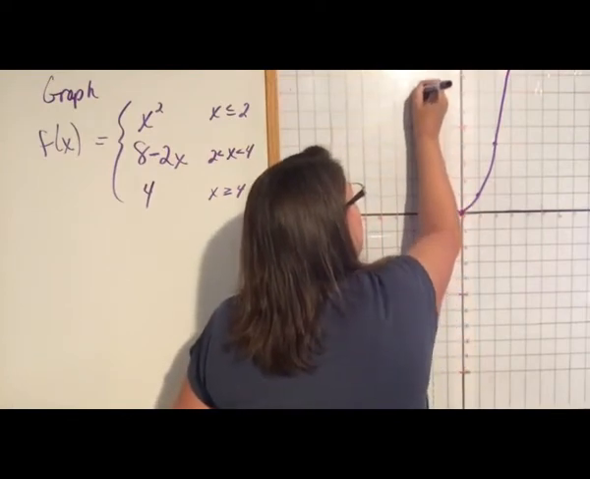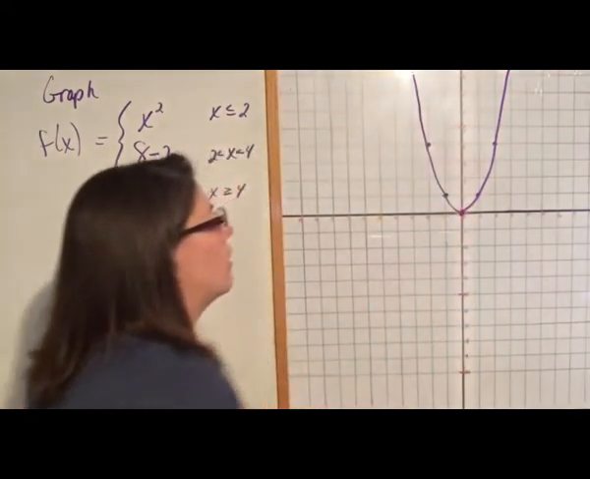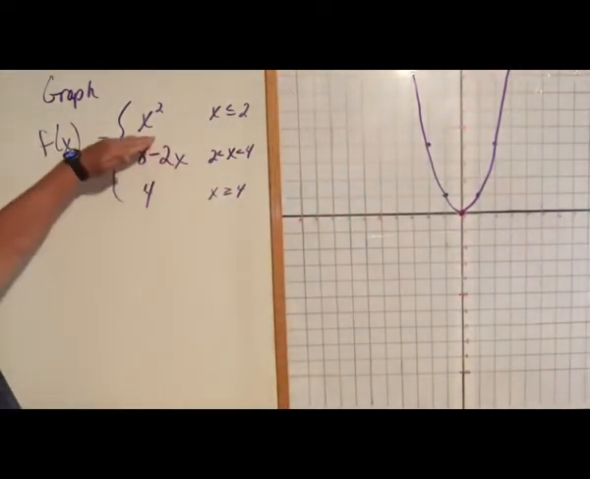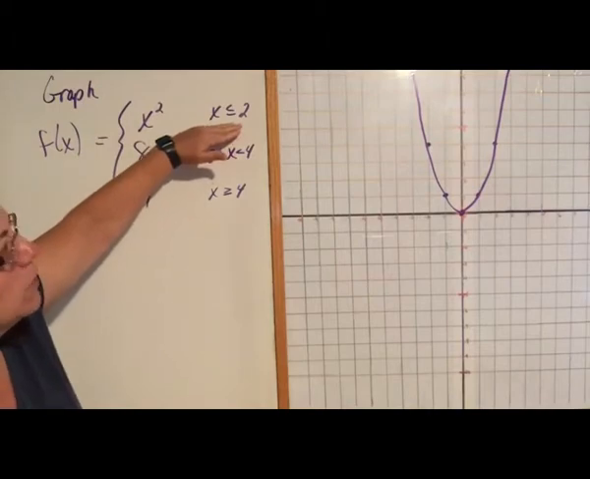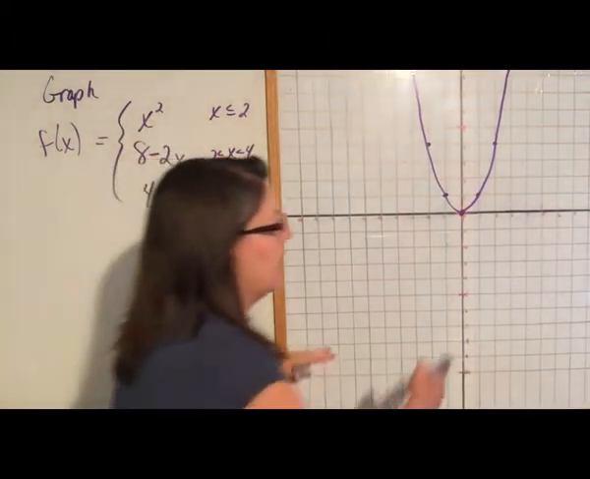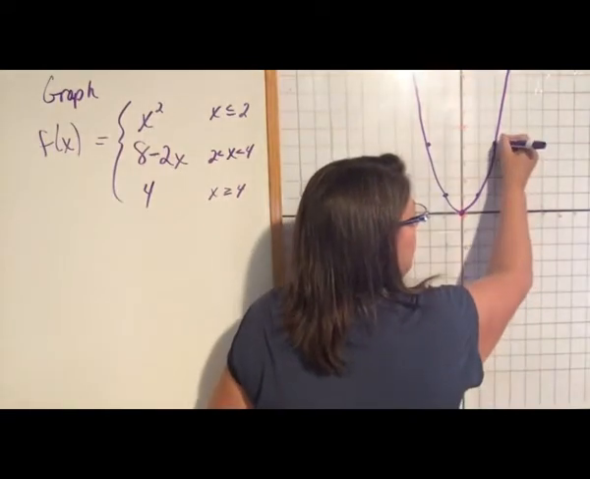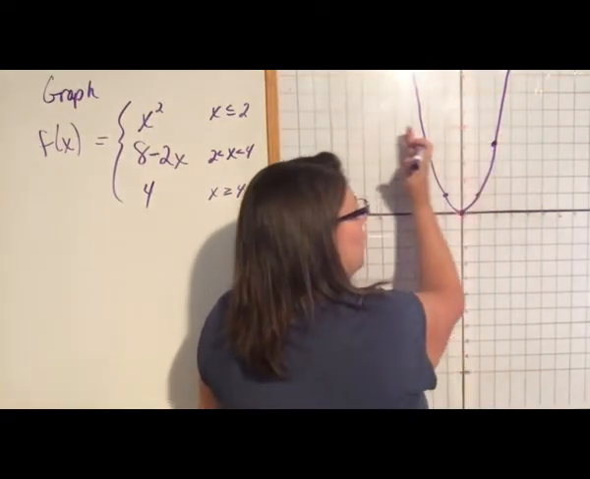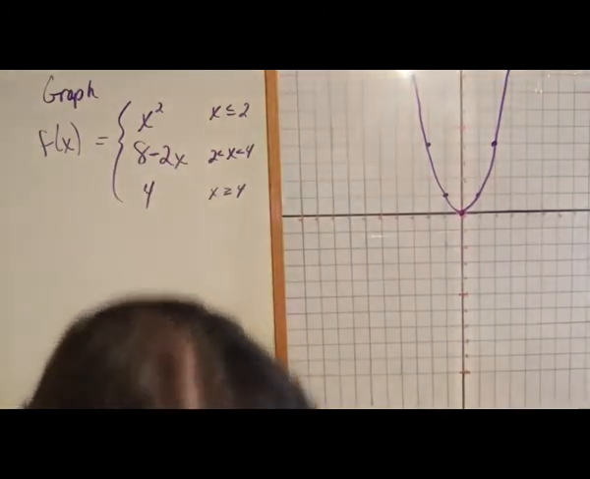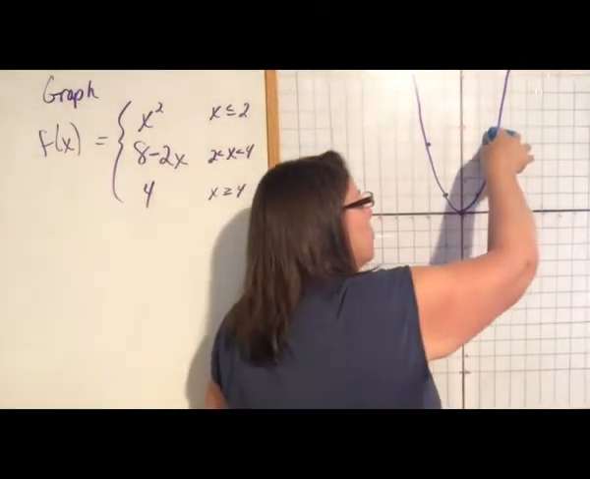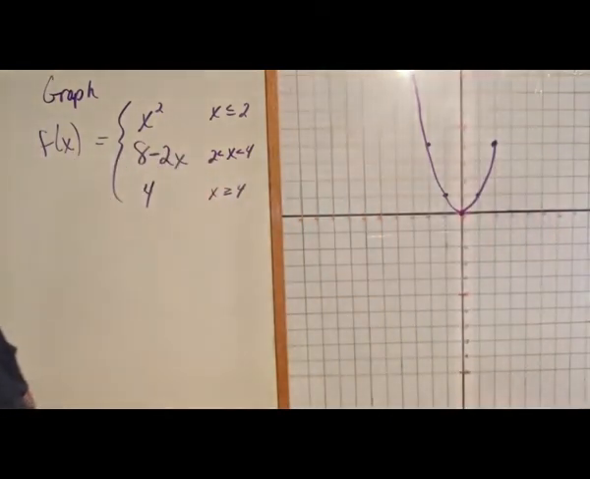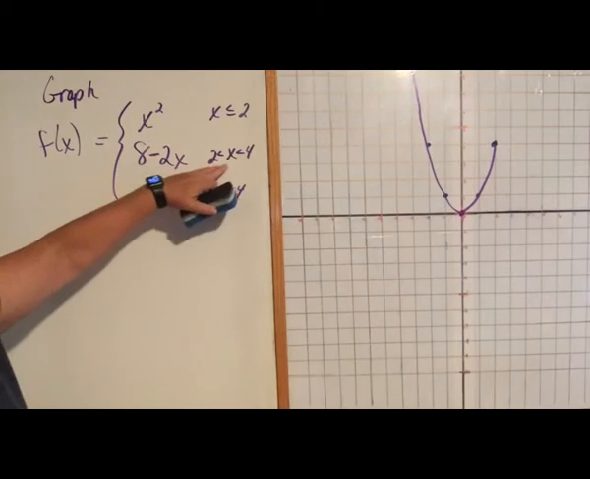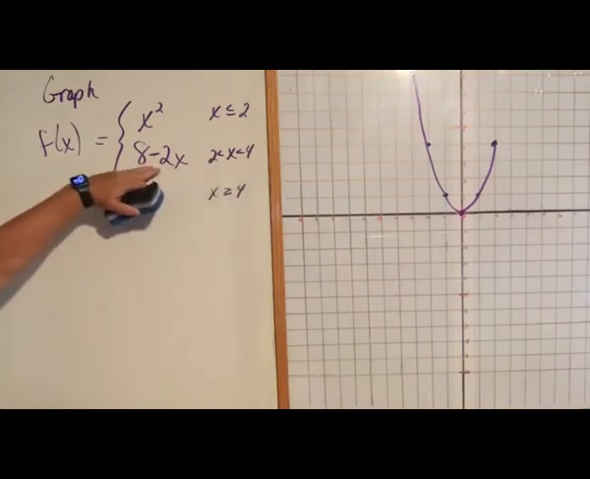But if you look at the x values that are associated with that graph, they only want x squared when x is less than or equal to 2. So at x less than or equal to 2, from right here on, that's where we want the x squared function to be represented on our graph. So this portion of it is not in our graph. Okay? Then they say from 2 to 4, we want the function 8 minus 2x.